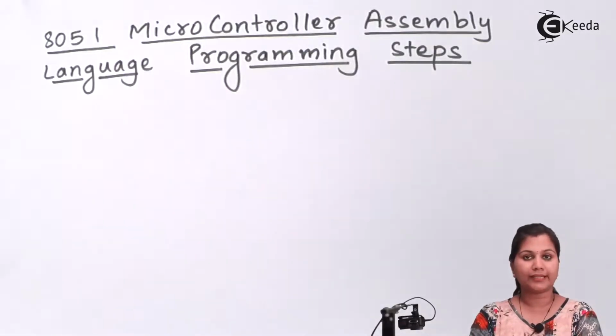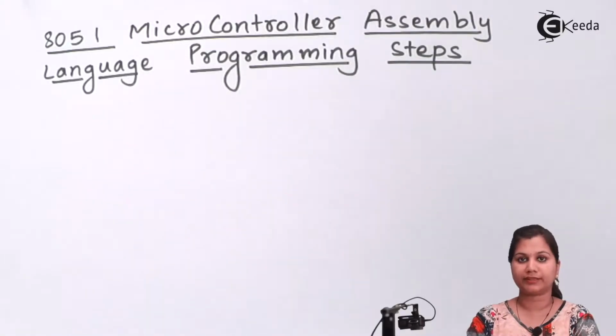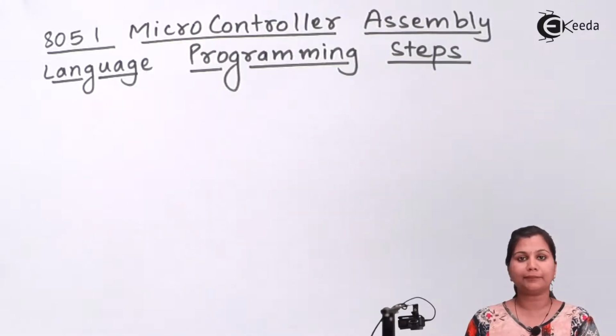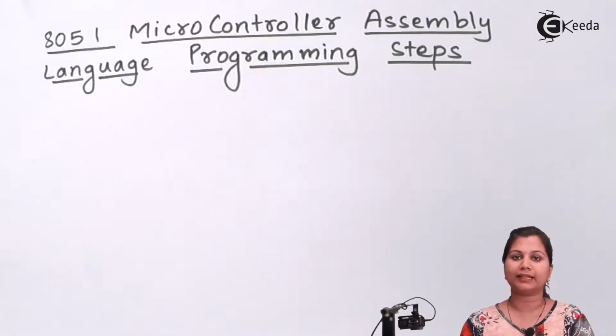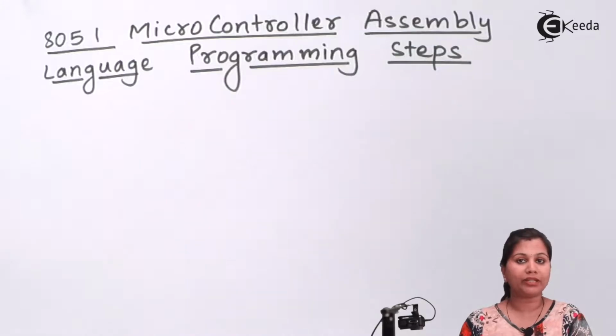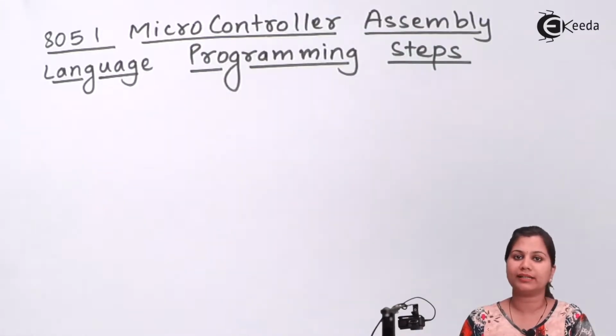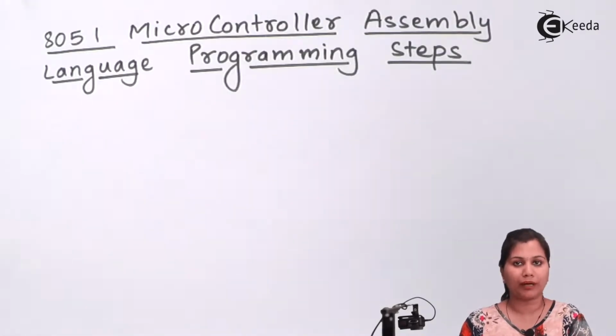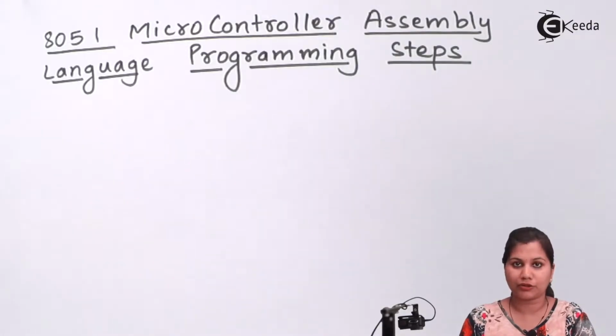We know that the 8051 microcontroller can perform various types of operations like arithmetic operations, logical operations, data transfer operations and machine control operations. This microcontroller performs these operations with the help of instructions. With the help of these instructions, a program is written and that program is going to perform that particular operation.